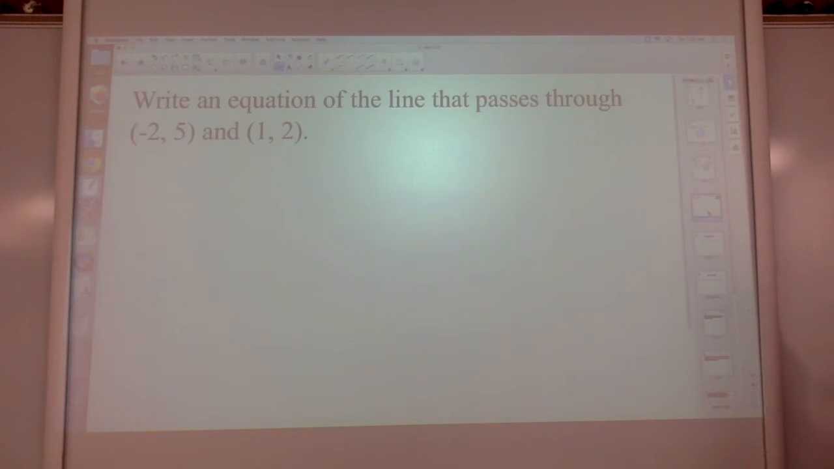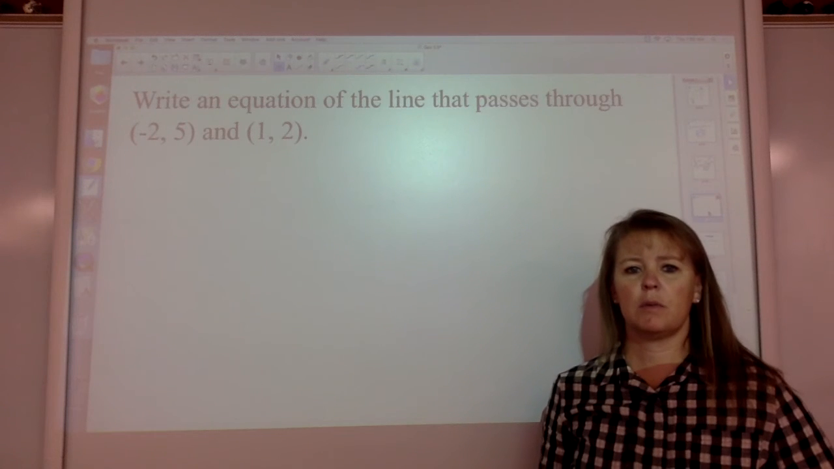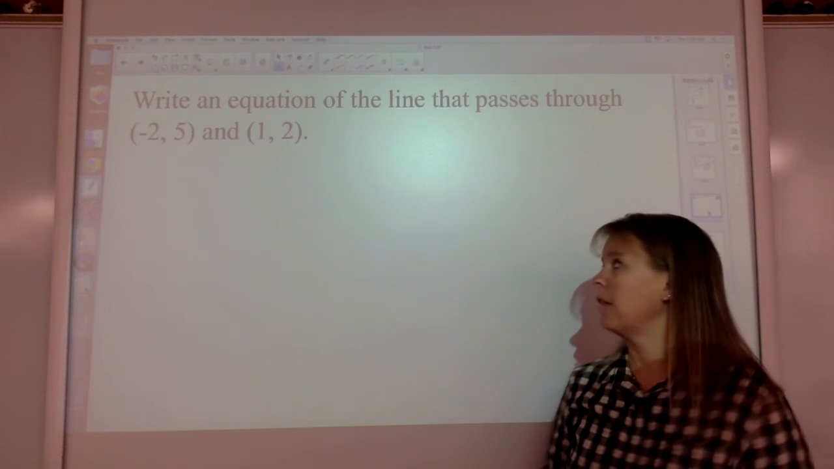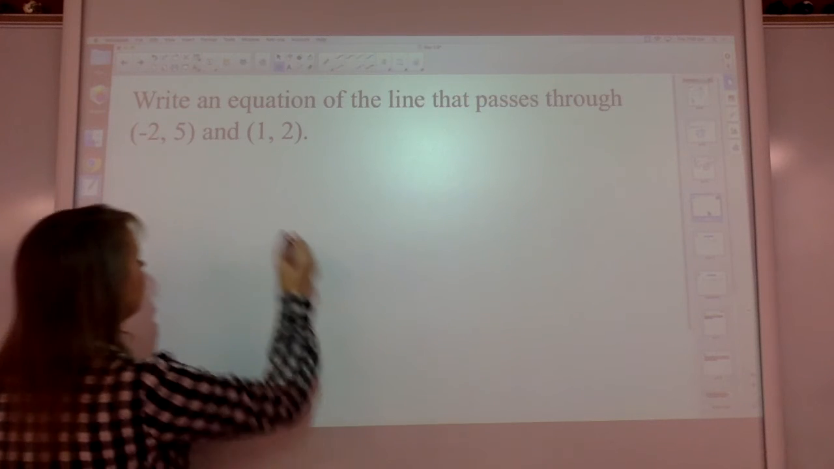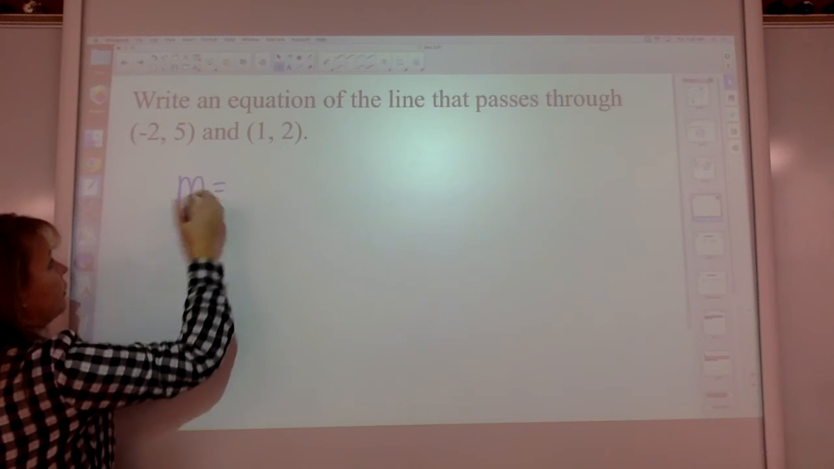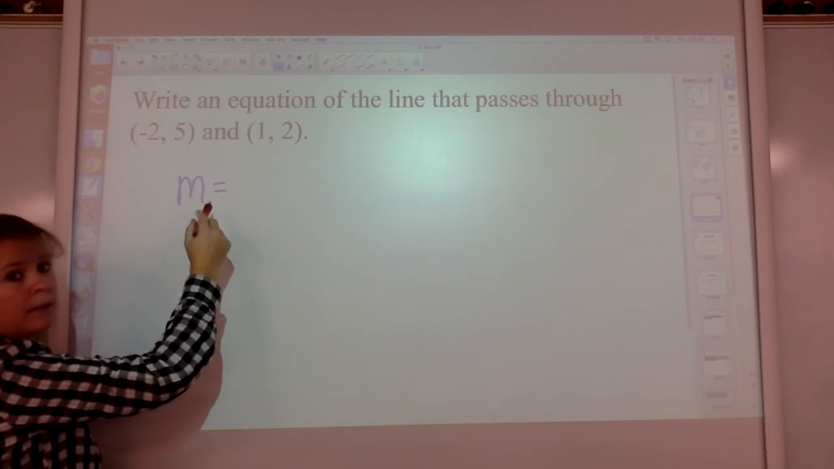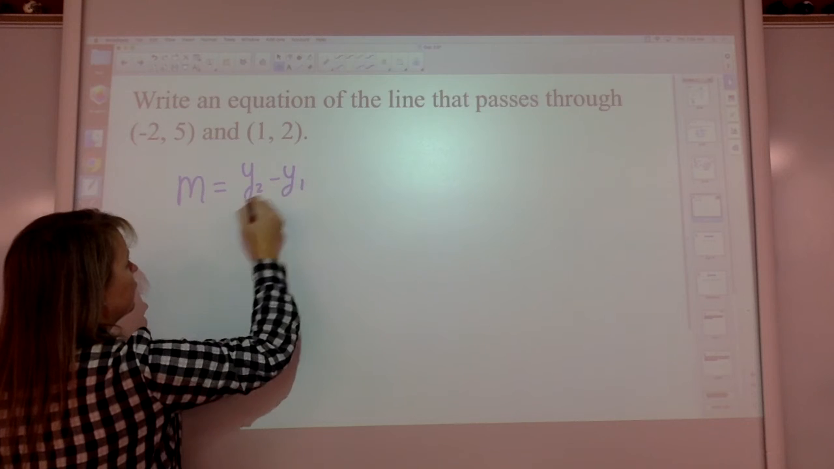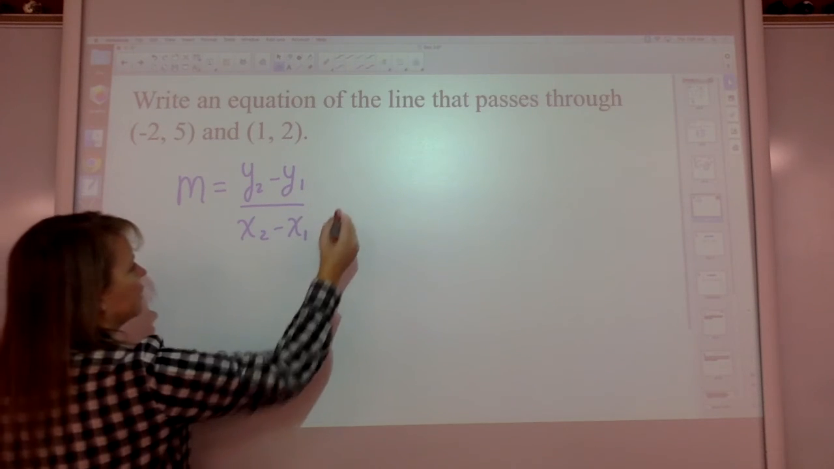One more type of problem. What if they didn't give you a graph and they didn't give you a slope? The only thing they gave you was 2 points. You could graph it and find the slope off of a graph, but that's not always the most convenient or the easiest way to do it. And so I'll remind you of our slope formula. Lowercase m equals, remember capital M is a midpoint. You take the second y minus the first y, divided by the second x minus the first x.